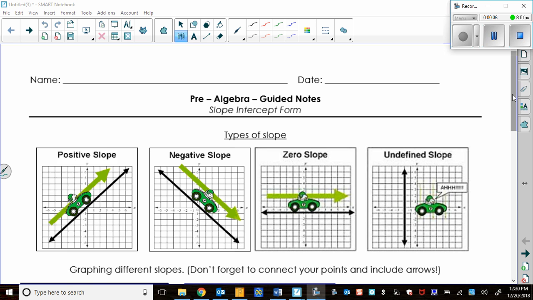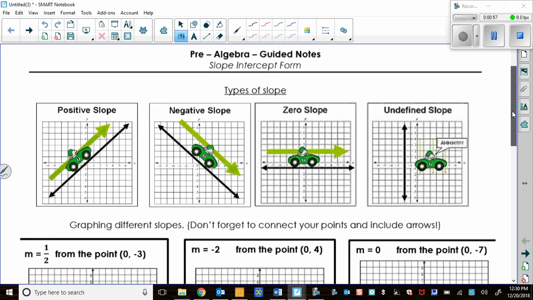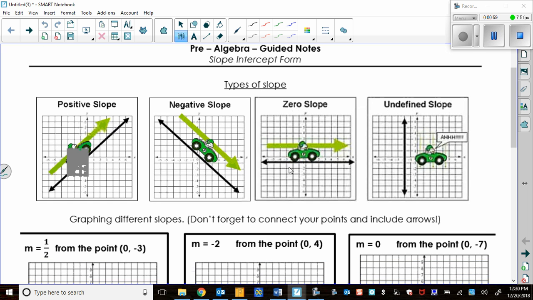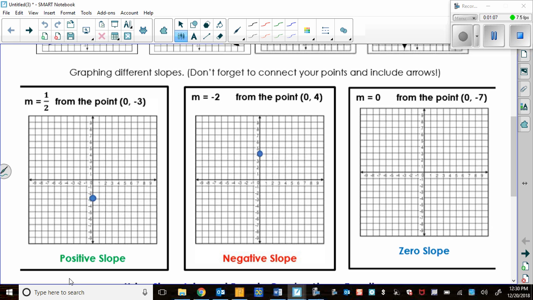A zero slope is where your car is in the same spot. Your altitude isn't increasing or decreasing. It's just a flat line. And an undefined slope is when your slope is a vertical line, as you can see here from the car. The slope is undefined. So those are the four types of slope. We're mostly going to be looking at these first three. So if we look at this part of our notes, we are going to see, okay, what does a positive slope look like, what does a negative slope look like, and what's a zero slope.